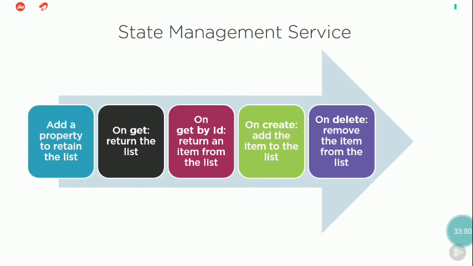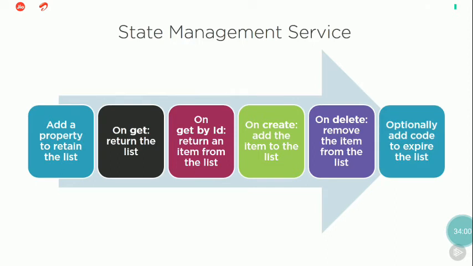Or minimally, consider getting the item directly from the backend server when the user selects an edit operation to ensure they are always editing the item's current values. Optionally, we could add code to track the time and expire the retained list after a predefined amount of time. This is important to prevent stale data. Now let's jump into a demo and perform these steps to change our data access service into a state management service.